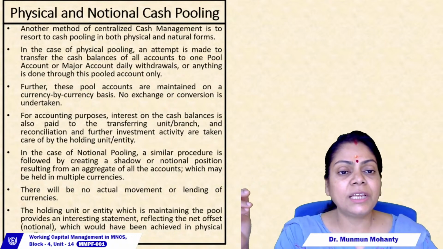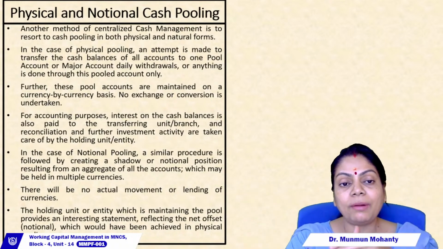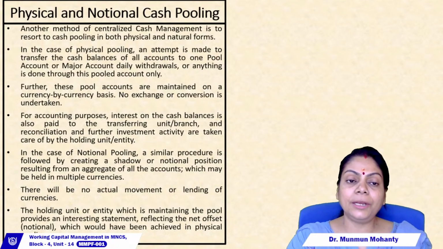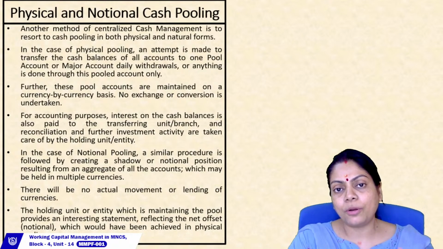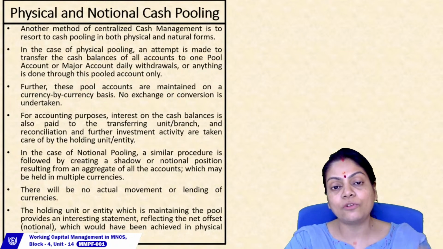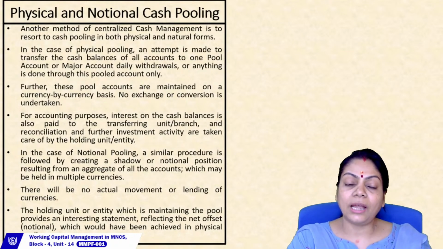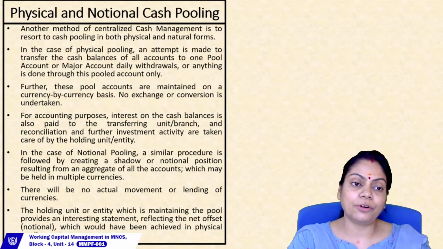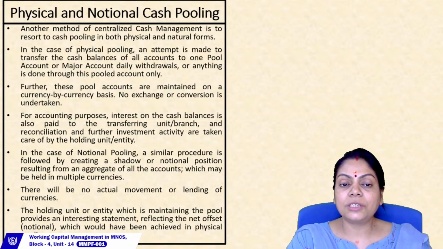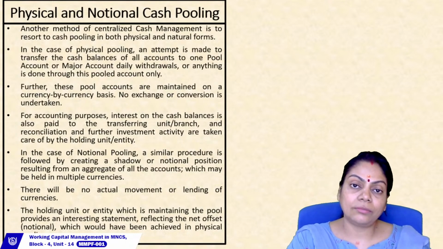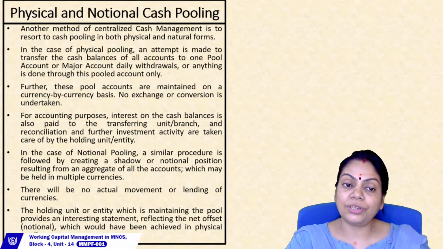Now you see, in the case of physical pooling, you will have to make an attempt to transfer the cash balances of all accounts to the common pool, and all the amounts should be transferred. Any withdrawal or any deposit that you are doing, you will have to do to that particular pool account only. Now these pool accounts have to be maintained on a currency-to-currency basis.